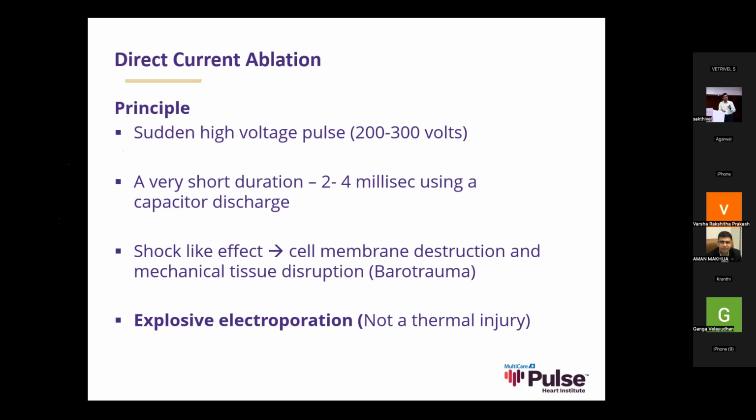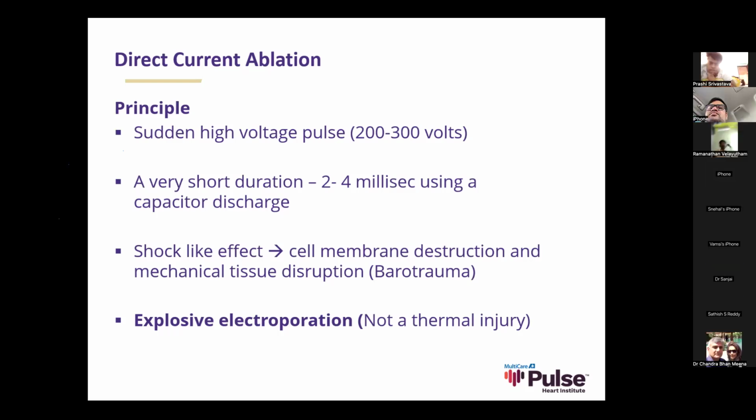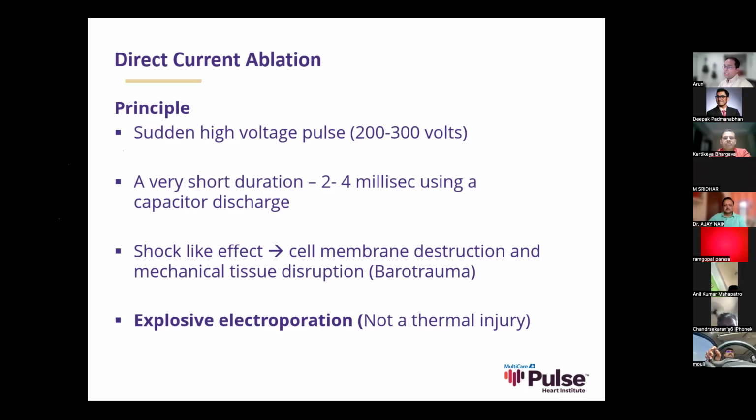So what happens in a DC current ablation is that you give a very high voltage pulse for a very short duration, about 2 to 4 milliseconds. This creates a shock-like effect, with cell membrane destruction and mechanical tissue disruption because of barotrauma. So there is a pressure release in that area. There's a shock wave, and then there is a small explosion, and that leads to cell damage directly because of barotrauma. And the second mechanism is you can have an explosive electroporation where the cell membranes are completely destroyed with the shock wave. So this is not a thermal injury. This is a direct trauma to the tissue.